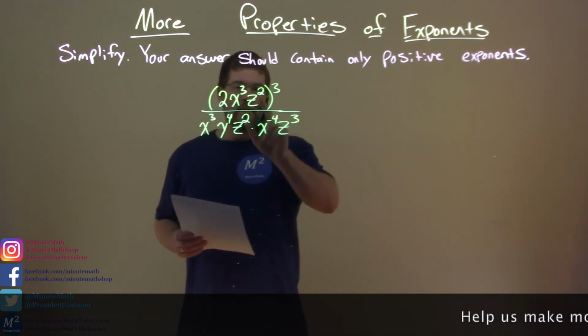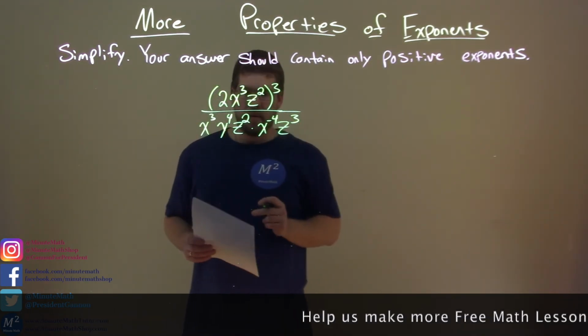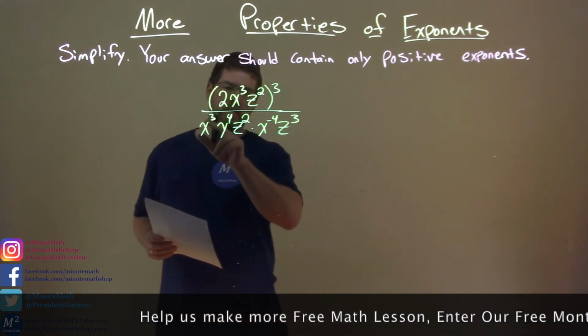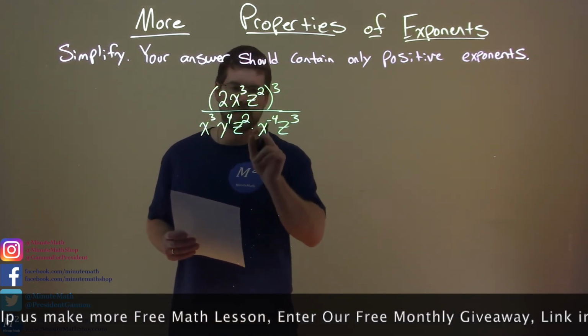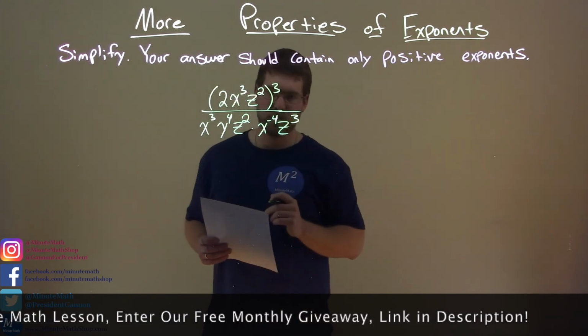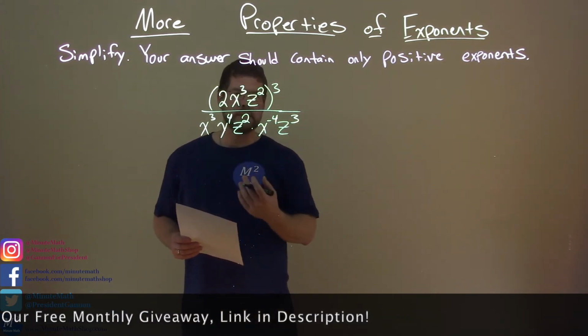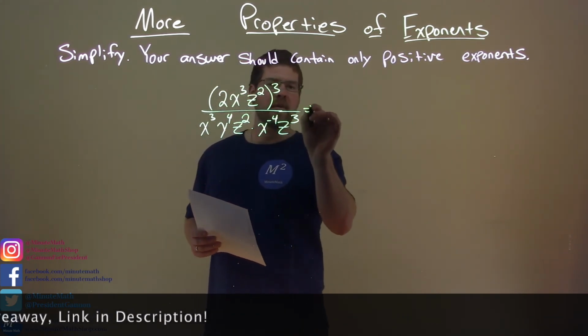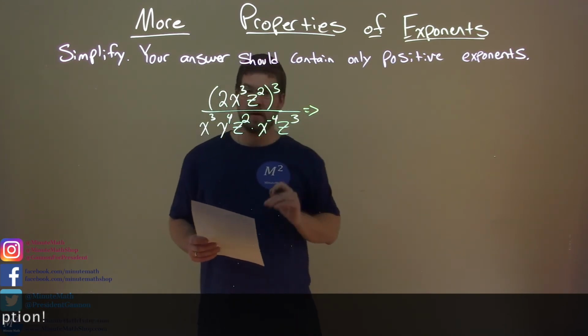2x to the 3rd power, z squared, all to the 3rd power, divided by x to the 3rd, y to the 4th is z squared times x to the negative 1, z to the 3rd power. What am I going to do here? First step here is I'm going to simplify the numerator and simplify the denominator.